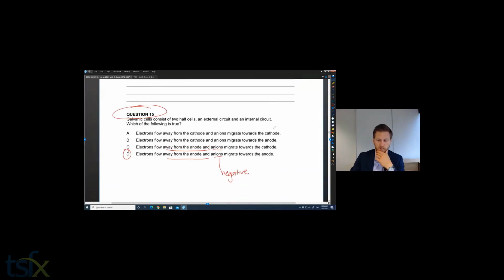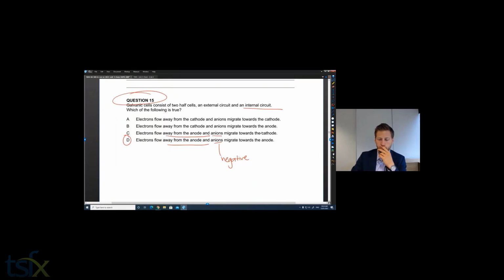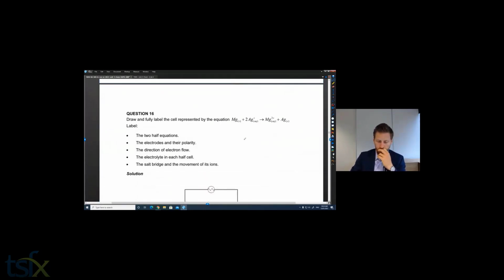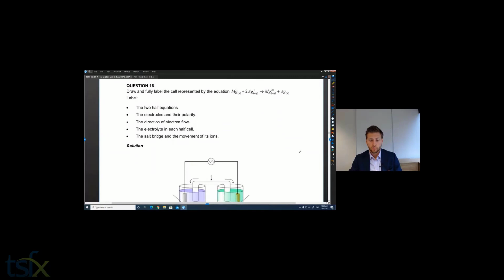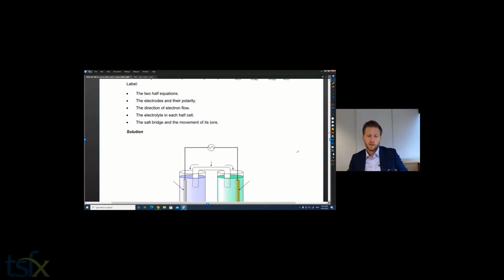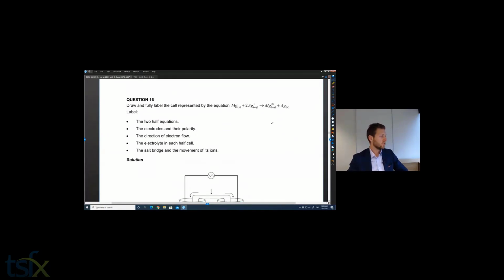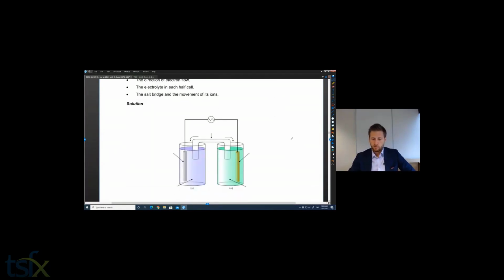Because it's talking about an internal circuit. Okay, so this is a good one to practice. We're not going to go through all of it because of time, but you can look at the oxidation number and look at what's undergoing oxidation and what's undergoing reduction.